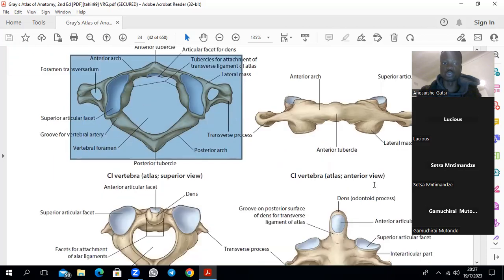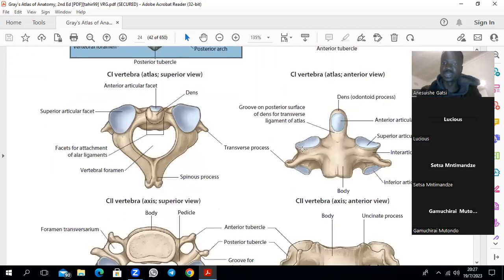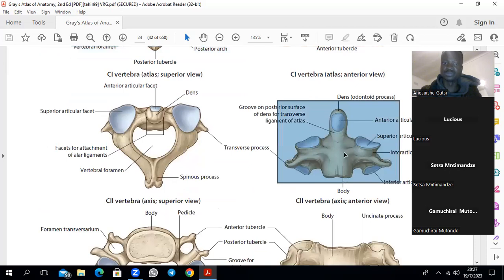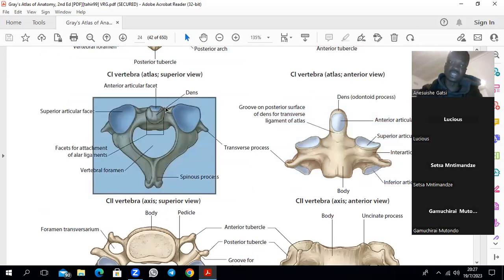Then C2 is also atypical. I think you can see from its shape as well. It's called the axis. Let's use this one. Can you see this funny process here, which is not there on the other cervical vertebra. This funny process is what we call the dens. Phylogenetically, or through evolution, the dens is believed to be the displaced body of C1. Remember I said C1 does not have a body. That body is believed to be there on C2 as the dens.